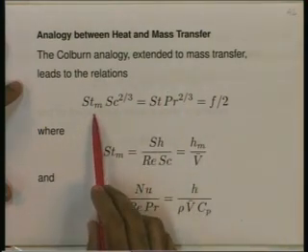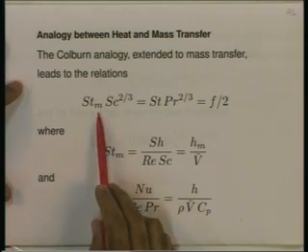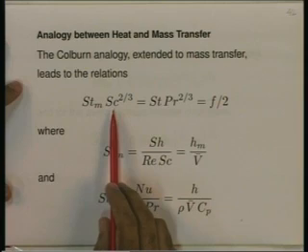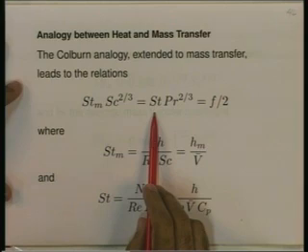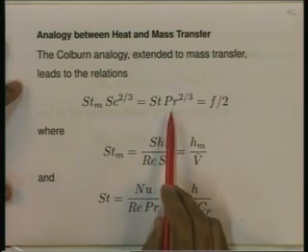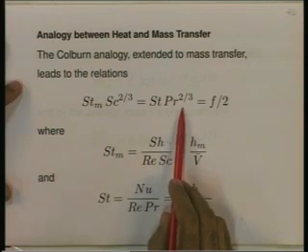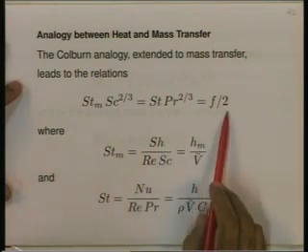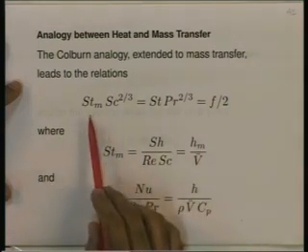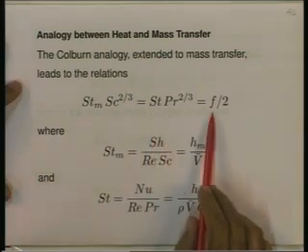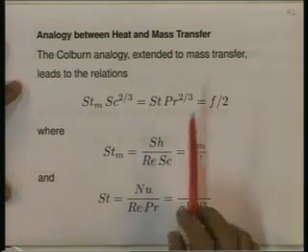The extended Colburn analogy states that the Stanton number for mass transfer multiplied by the Schmidt number raised to 2/3 should equal the Stanton number for heat transfer multiplied by Prandtl number raised to 2/3 equals the friction factor divided by 2. This is applicable for local mass transfer coefficient, local heat transfer coefficient and local friction factor. It is also applicable to average mass transfer coefficient, average heat transfer coefficient and average friction factor.